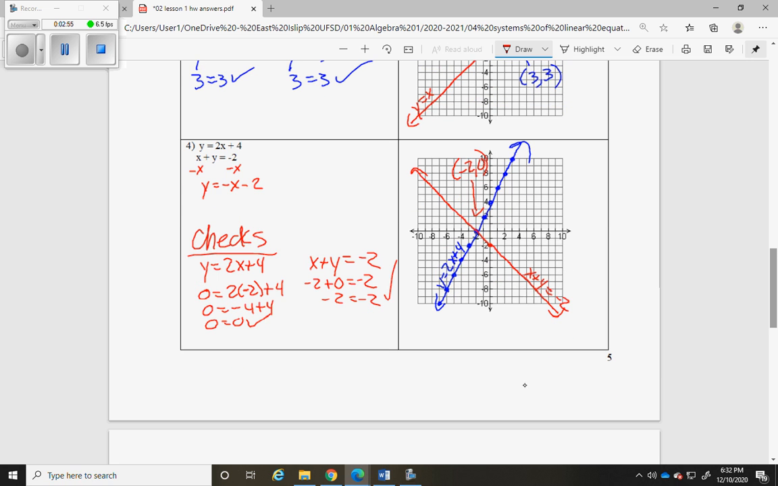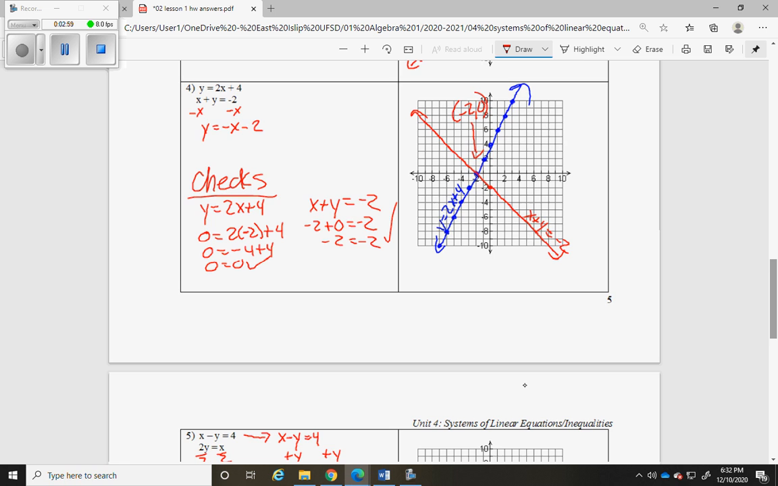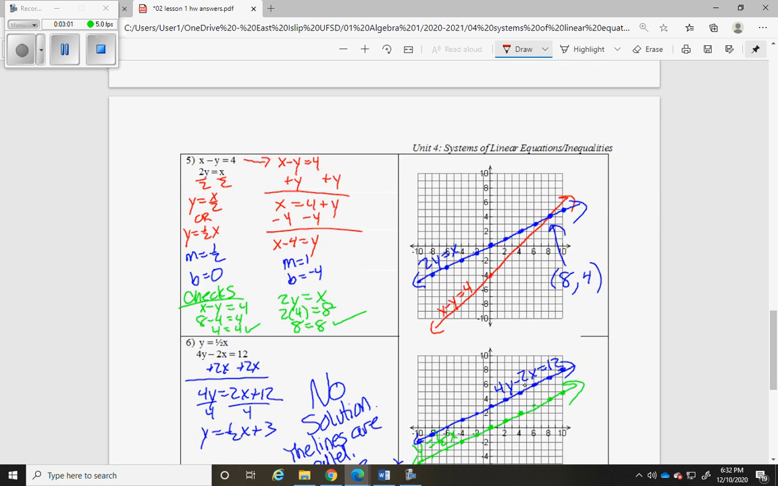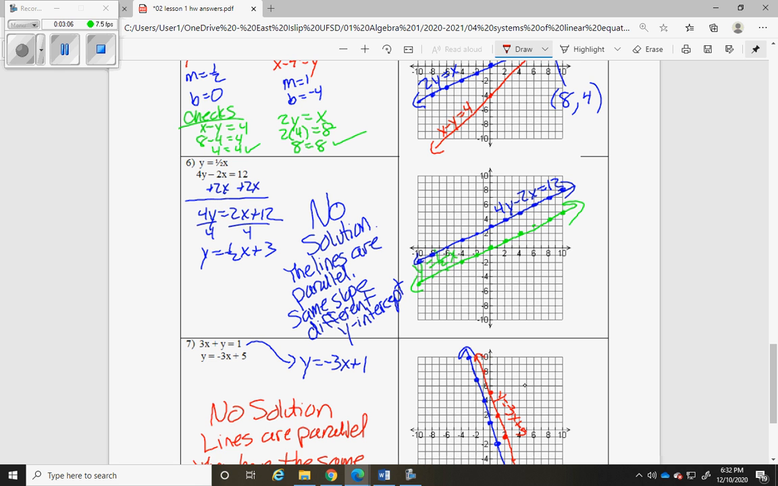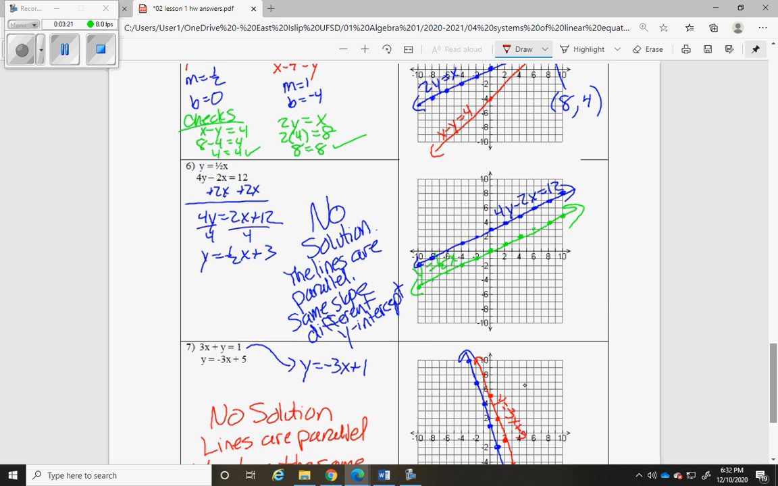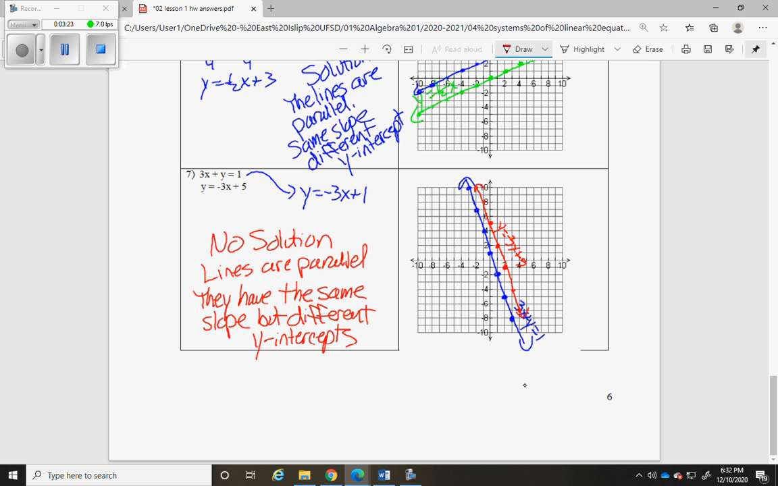On number 4, the point that both these lines share is (-2, 0), and you could see that the checks worked. And then number 5, they share a point. But on number 6, there's no solution because there aren't any points in common between both linear functions. These lines are parallel. Remember, parallel lines have the same slope but a different y-intercept. The same thing happened with number 7. There was no solution.